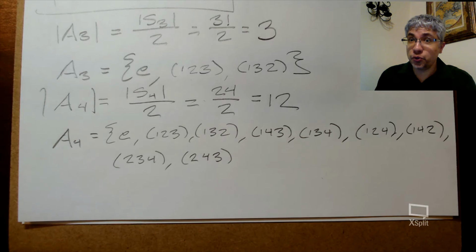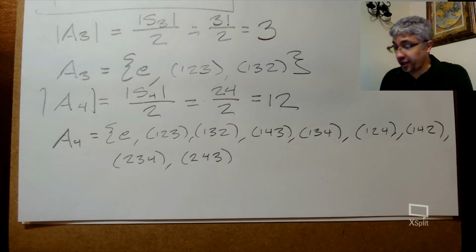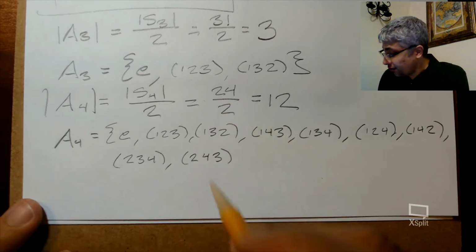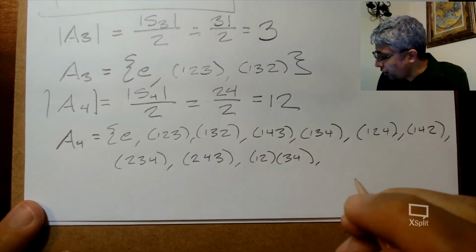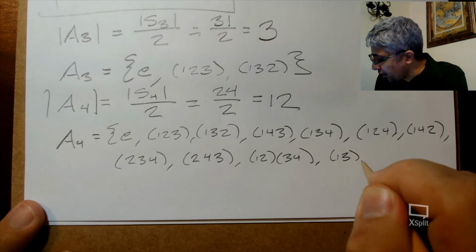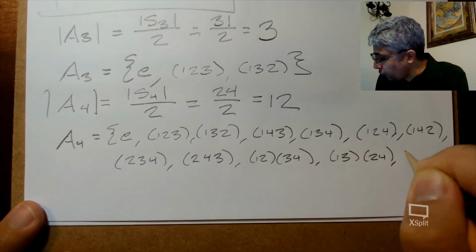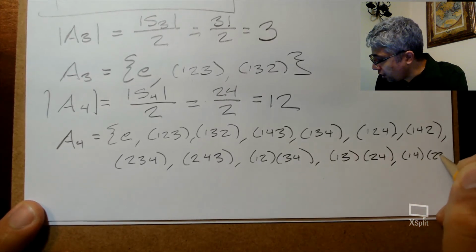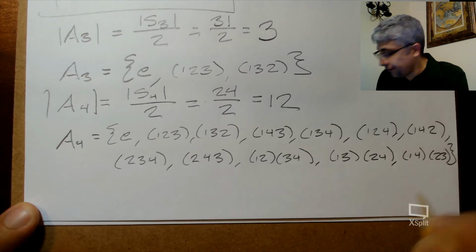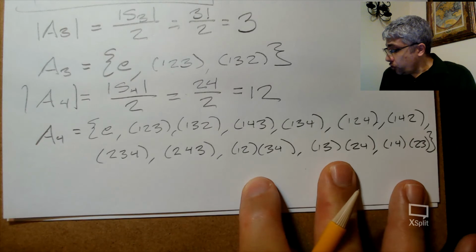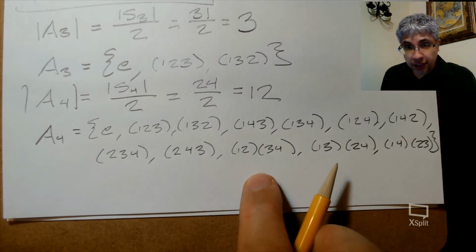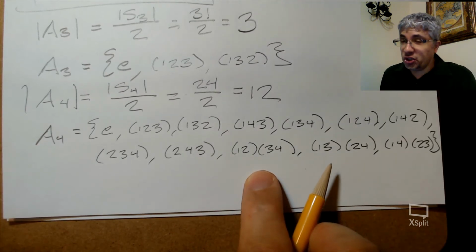Pairs of 2-cycles which are disjoint are going to be in A4, right? So what are those? Well, we have (1 2)(3 4). We have (1 3)(2 4). And we have (1 4)(2 3). And that's it. Those are the only ones. What about (2 1)(3 4)? Well, that's here as well. So is (4 3)(2 1), right?